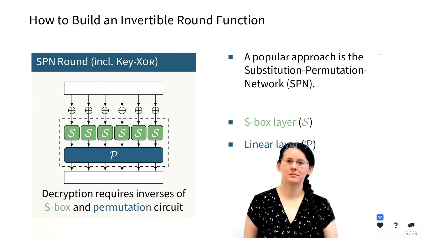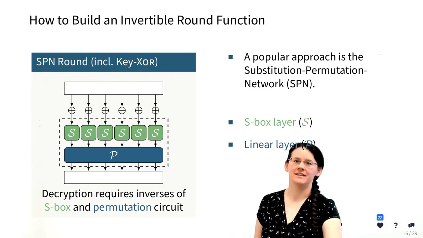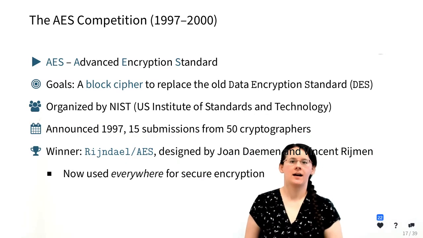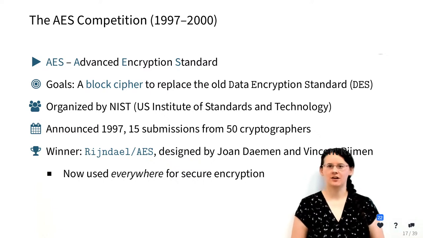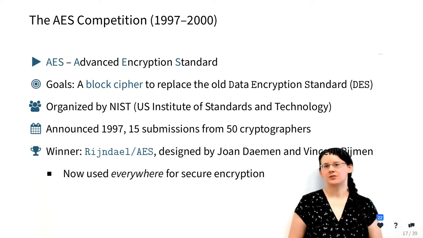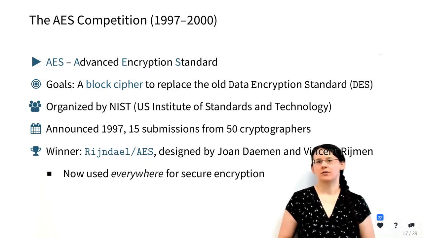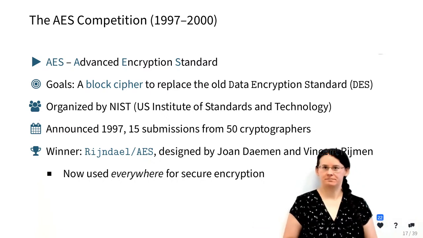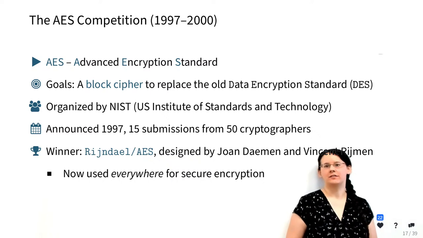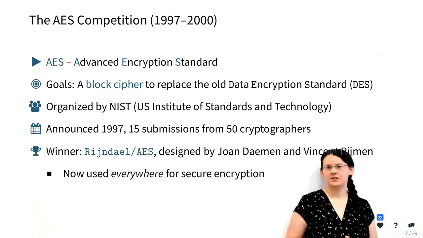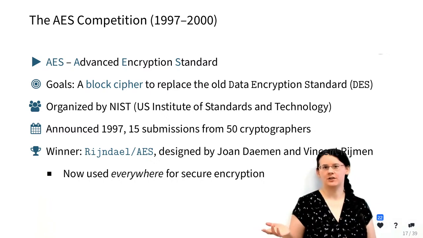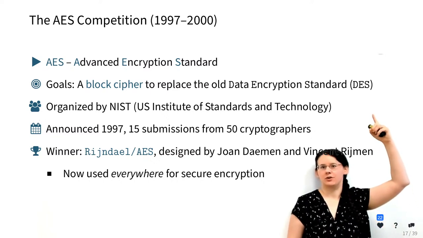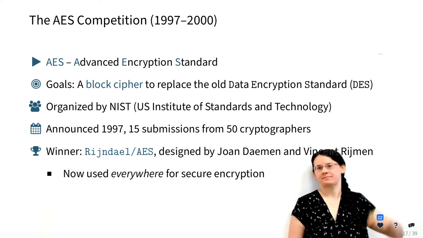So since I've talked about it so much already, let's have a look at the AES. This cipher is actually the output of a competition, the so-called AES competition, which ran around the turn of the millennium. It ended in 2000. And AES is short for Advanced Encryption Standard. The goal of this competition was to get a block cipher which replaces the previous encryption standard, which was called DES, for Data Encryption Standard.